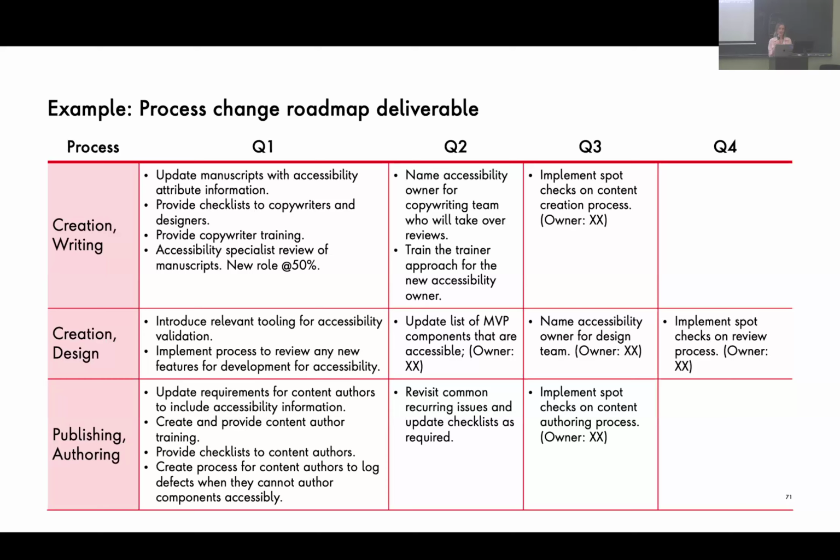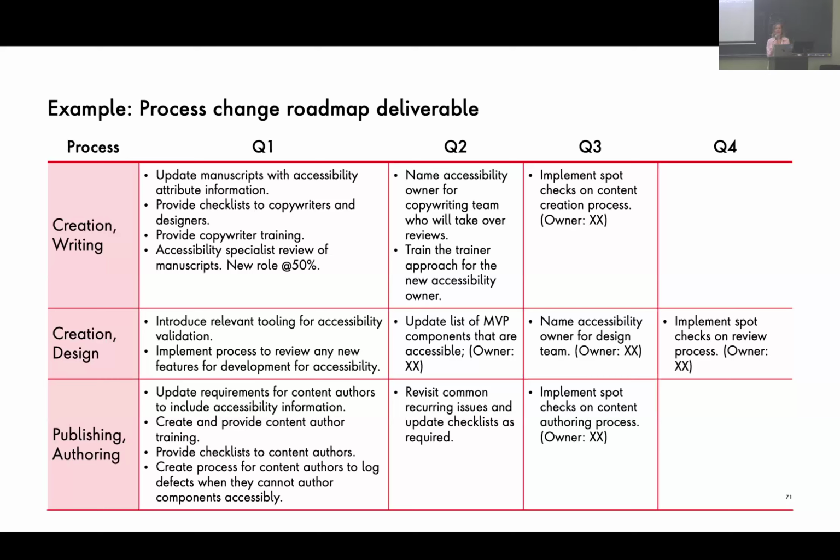So for this one, the process was writing, part of the creation phase. In Q1, they recommended that the team update their manuscripts with accessibility attribute information. Of course, that's like the first thing that we got to do. Provide checklists to copywriters and designers, provide the copywriter training, and then they're saying, I want you to staff an accessibility specialist to review the manuscripts, and they're suggesting this is a new role for someone to spend half their time on.